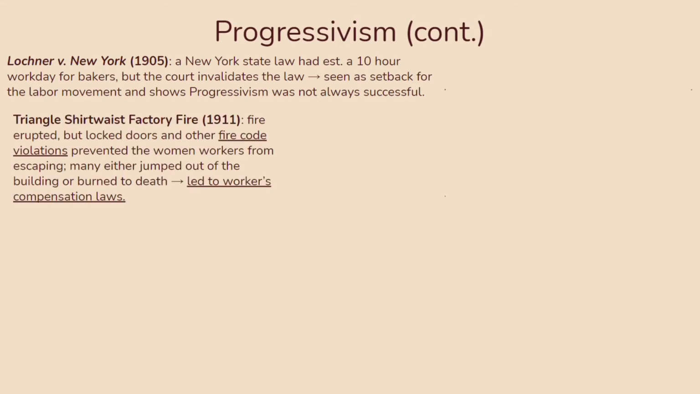You should also know about the Triangle Shirtwaist Factory fire in 1911. This happened when a fire erupted in this factory, mostly a factory where women worked, but the locked doors and other fire code violations prevented the workers from escaping, and many either jumped out of the building or burned to death.